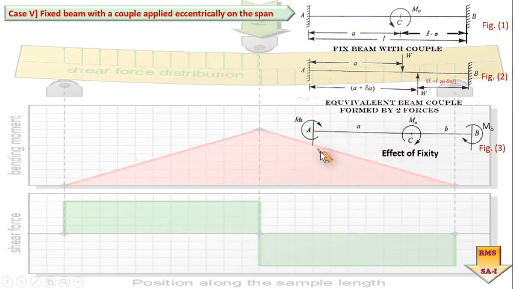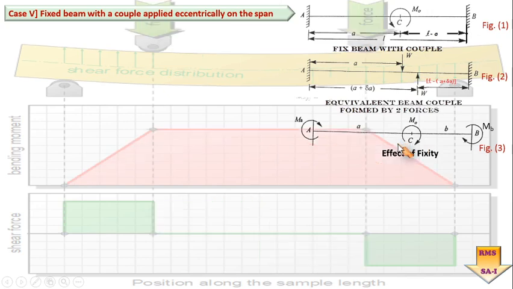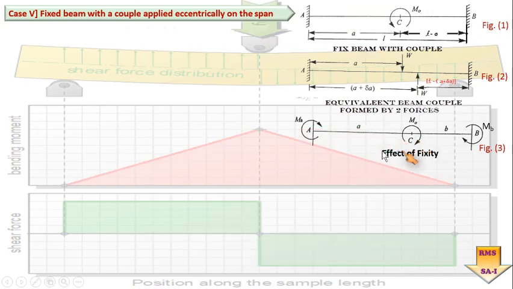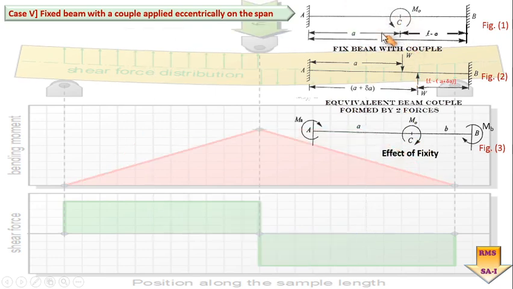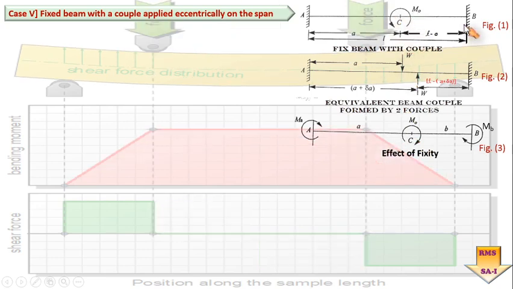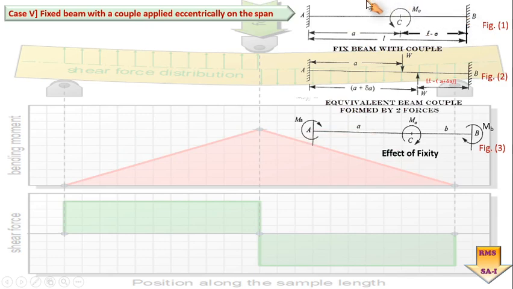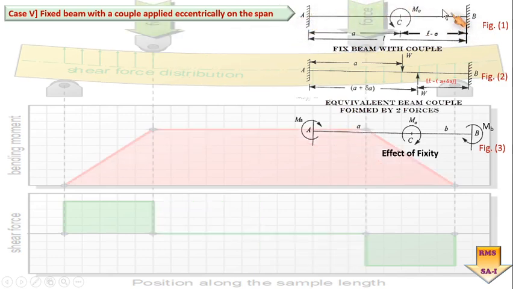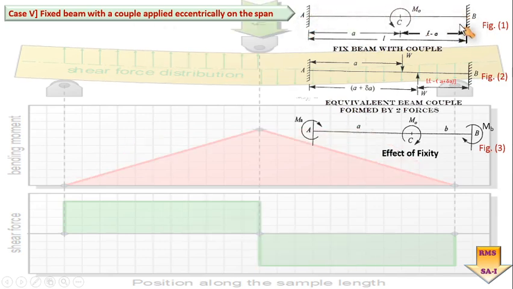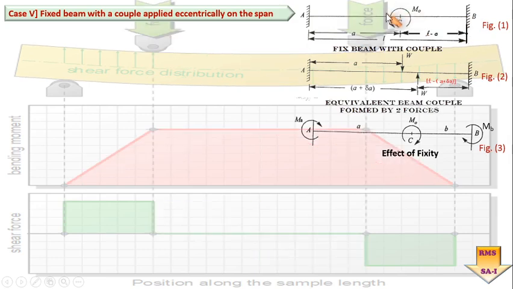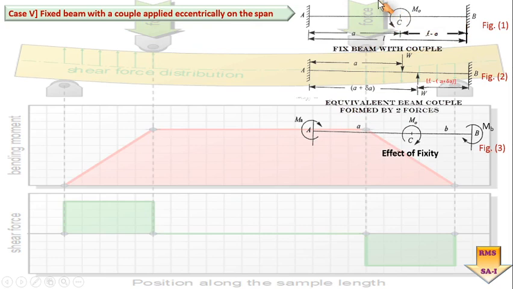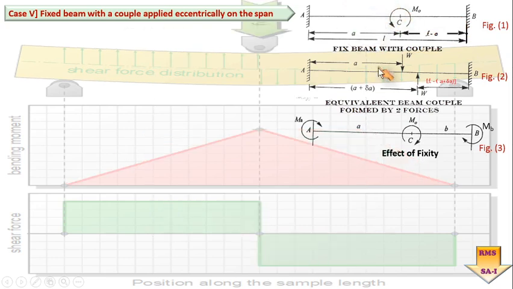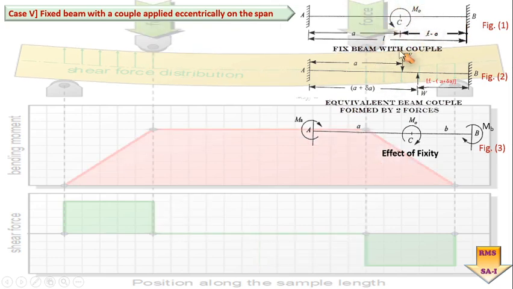Going ahead, this is a couple system due to the effect of fixity at point A and at point B. As we know, this couple is trying to move this particular beam in the upward direction. This is going to form a hogging case of bending. You can see the effect here. This is trying to rotate it upward, so this end will move upward, and it is going to have a hogging type of bending moment.